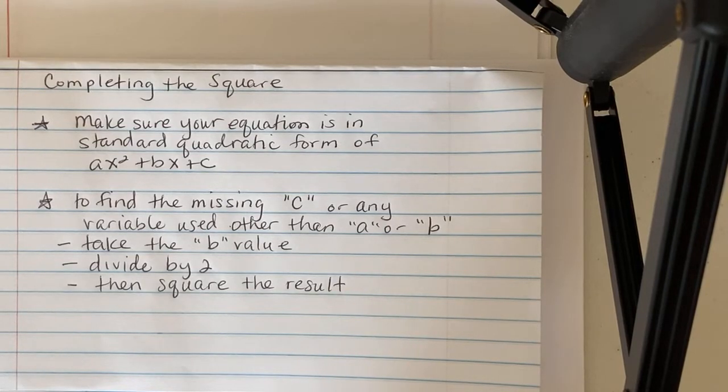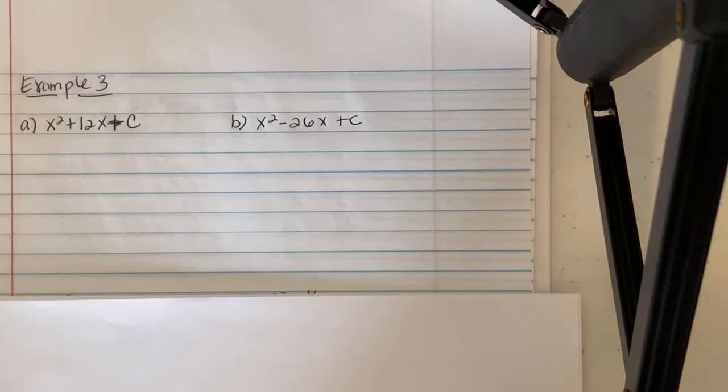So in order to do completing the square, you have to make sure that your equation is in standard quadratic form of ax squared plus bx plus c that we learned back in chapter 4. Then you need to find the missing c value, or basically it could be any variable used other than a or b. Most books use the letter c, some might use the letter n, some might use the letter k, for example. So the first thing you need to do is you're going to take the value of the b and divide it by 2, then square the result.